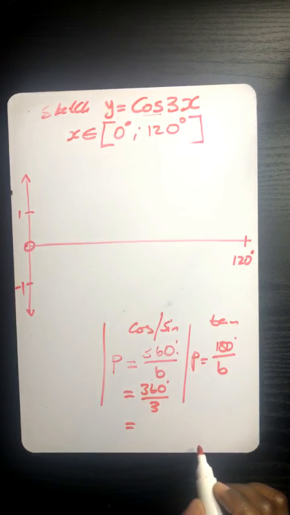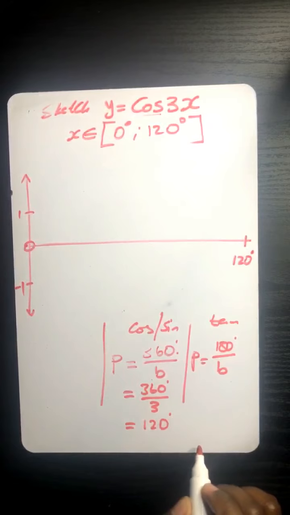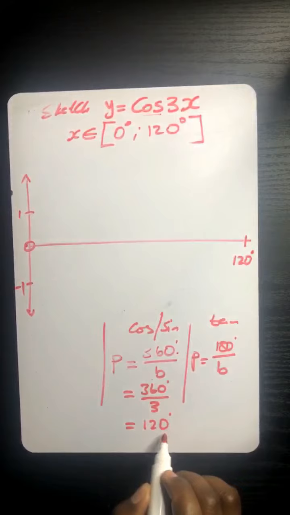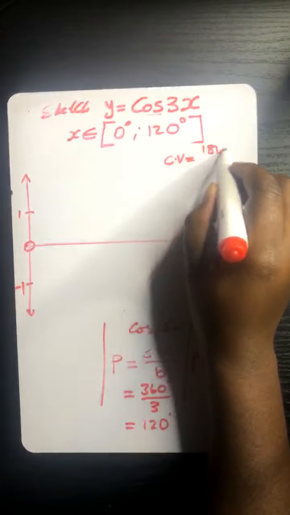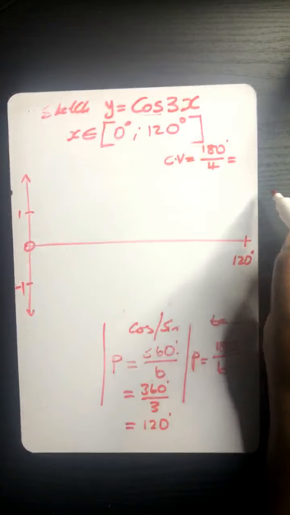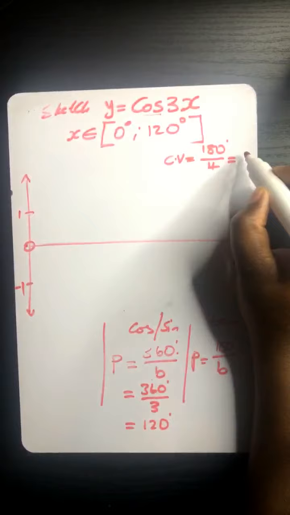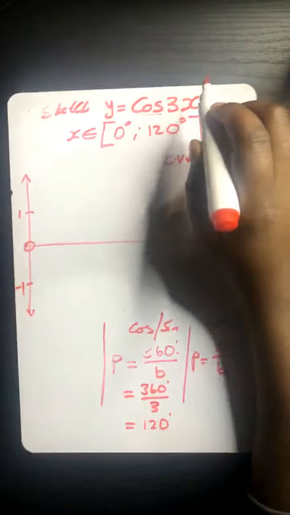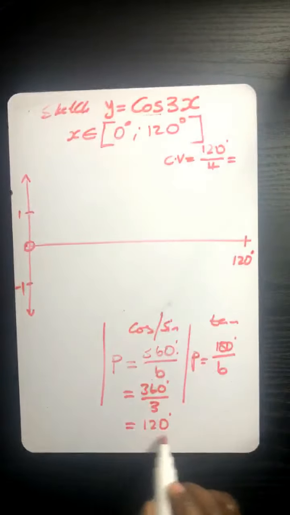20, sir. 120. Okay, if it's 120, then our CV, we know that is equal to 120 degrees divided by 4. What is that? 30 degrees, sir. No, sorry guys, not 180, but 120, because the period for this function you guys are saying is 120. You see, this is 120 and not 180, eh?